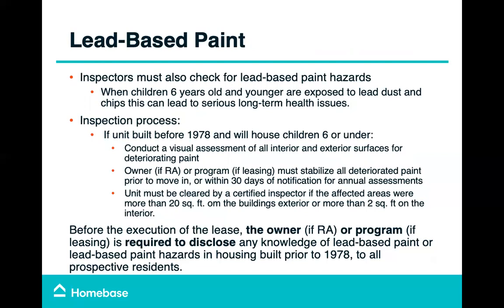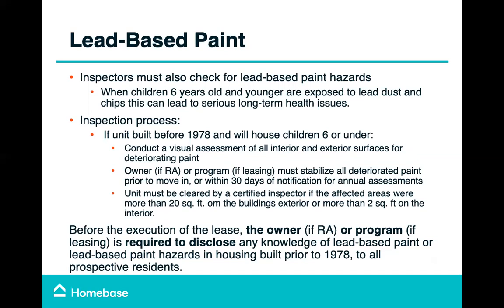When children 6 years old and younger are exposed to lead dust and chips, this can lead to serious long-term health issues such as hyperactivity, slowed growth, hearing problems, anemia, and so on and so forth. So this is a really serious public health issue. Your inspection process when you're looking for lead-based paint is that if the unit is built before 1978 and it will house children 6 or under, you need to do the following.